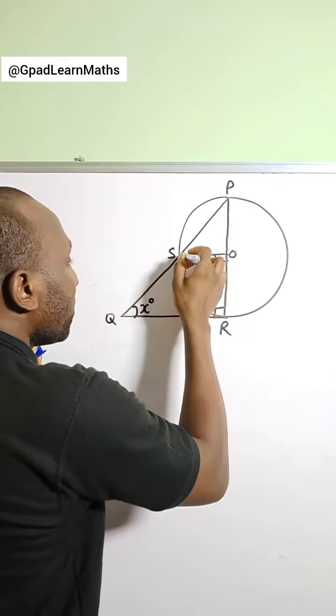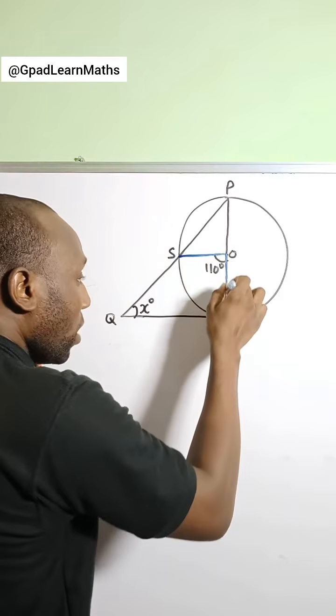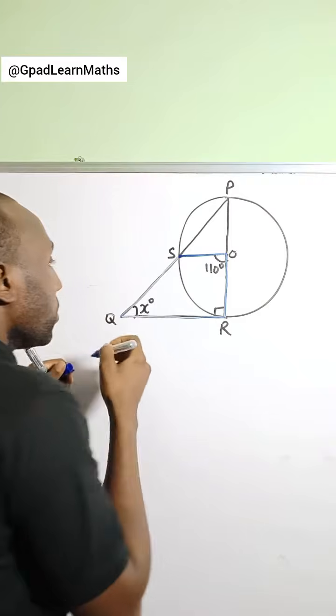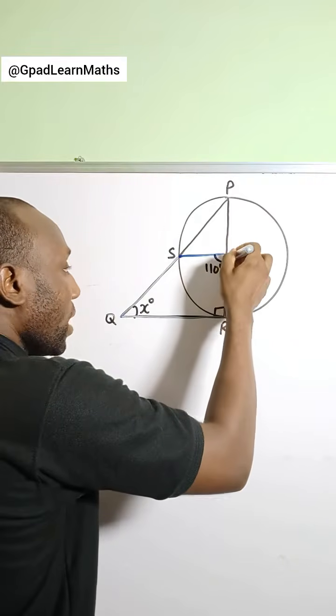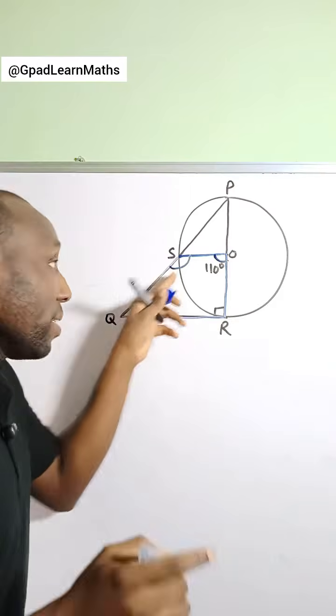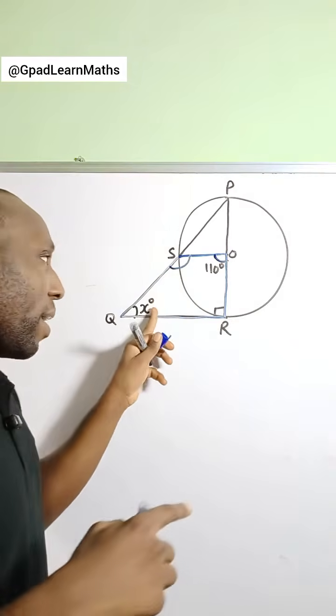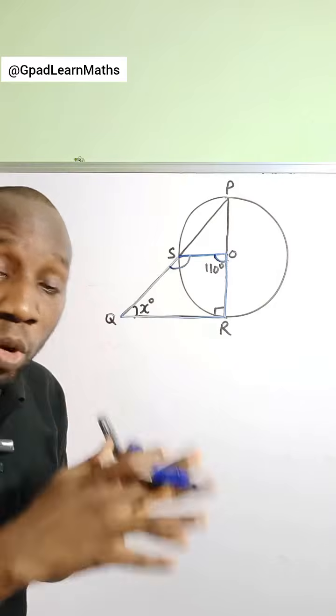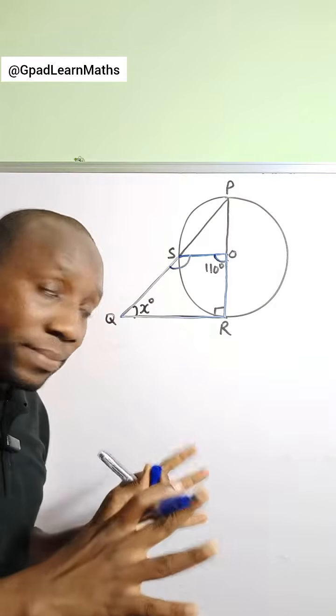This is a quadrilateral. Let me just highlight it. This is a quadrilateral. And the sum of angles in a quadrilateral is what? 360. So we know this 110, we know this 90, but we don't know this angle. So the question is, how do we get this angle? If I can get this angle, I can easily get x, because when you add all these angles, the sum is equal to what? 360.